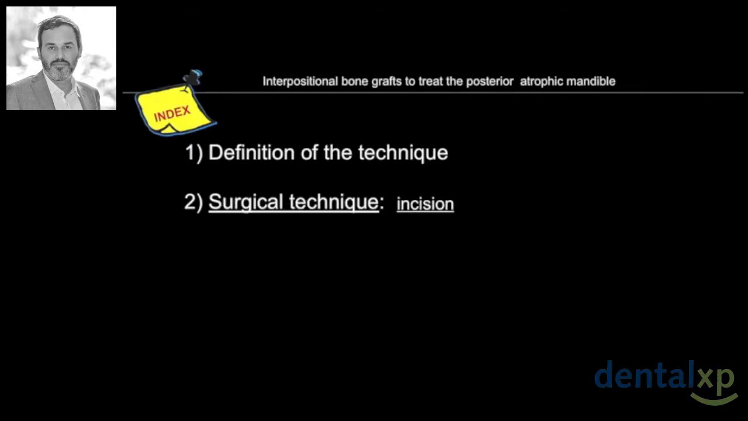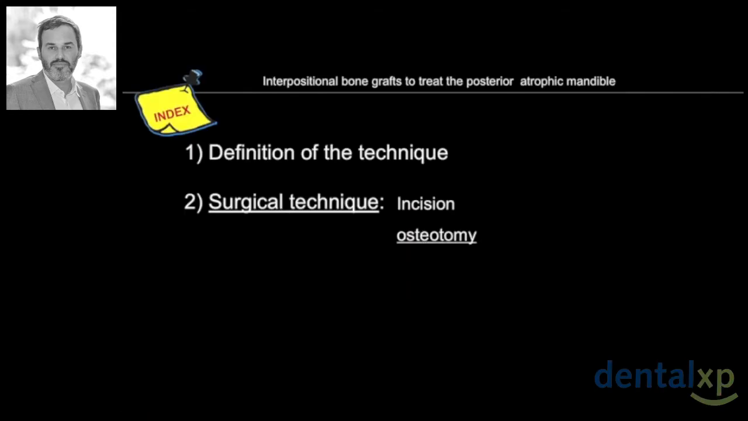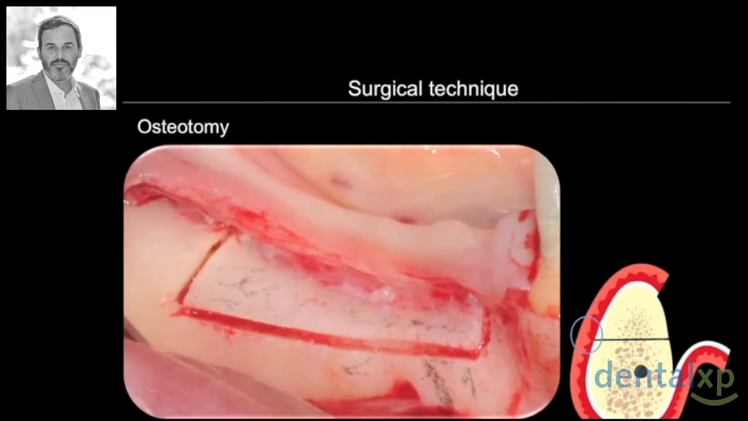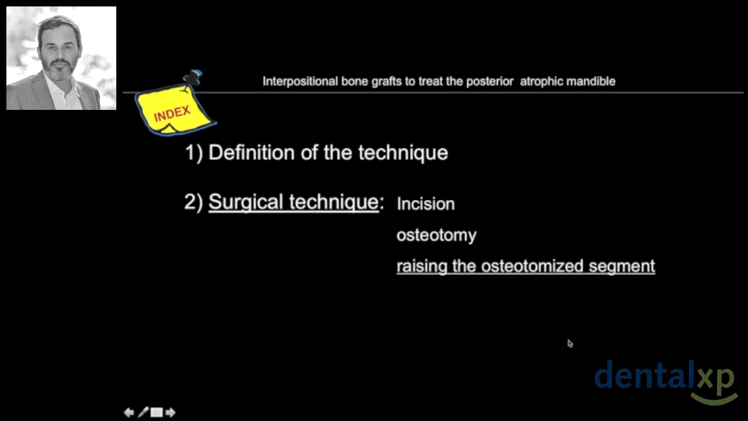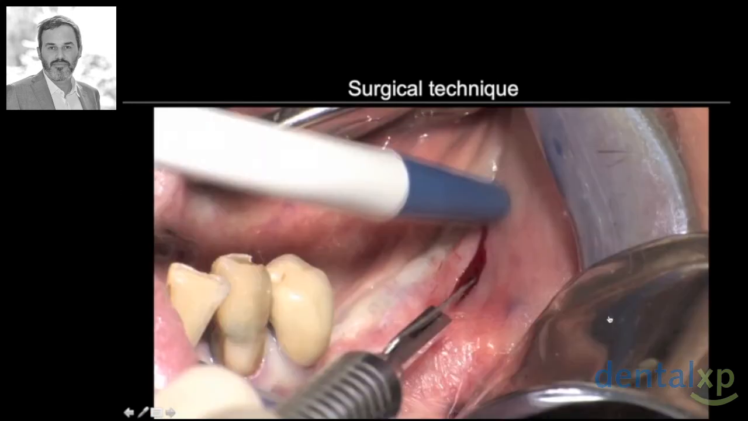How is the inlay technique performed? First, we do a total thickness incision, followed by osteotomy of the transport segment. In particular, 2 vertical and 1 horizontal osteotomies, paying attention to the lingual periosteum. The segment obtained is raised vertically. This video gives a good idea.